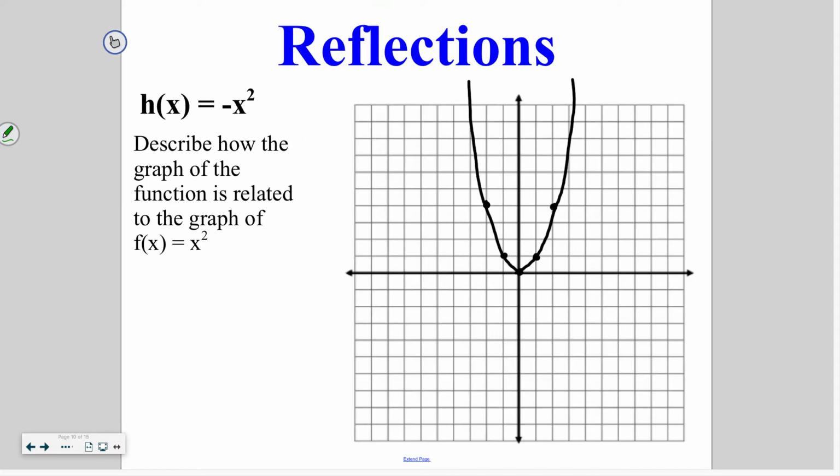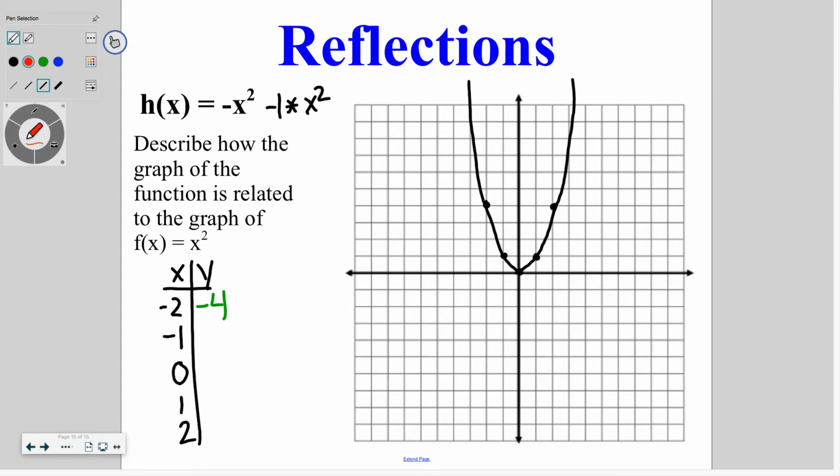So for example, we've got negative x squared. What this really means is that we have negative 1 times x squared. So I start by doing negative 2 squared is 4, times negative 1 is negative 4. Then I got negative 1 squared, which is 1, times negative 1 is negative 1. 0 squared is 0. 1 squared is 1, times negative 1 is negative 1. 2 squared is 4, times negative 1 is negative 4.